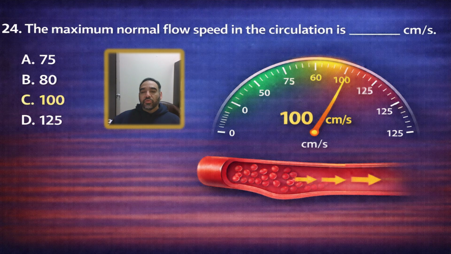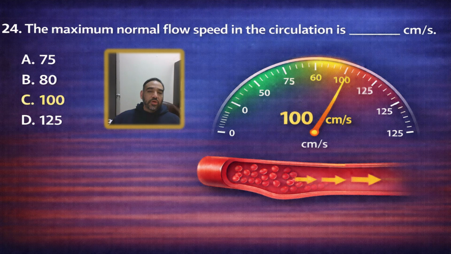And why are the other answers wrong? So again, A says 75 centimeters per second, and 75 is normal for some peripheral arteries, moderate arterial flow, but it's not the maximum normal in the circulation. It's too low to represent peak arterial velocity. B says 80 centimeters per second. So again, the same issue we had before. 80 cm/s is still within the normal arterial range, but not the maximum normal value. It underestimates peak systolic velocity in the larger arteries.